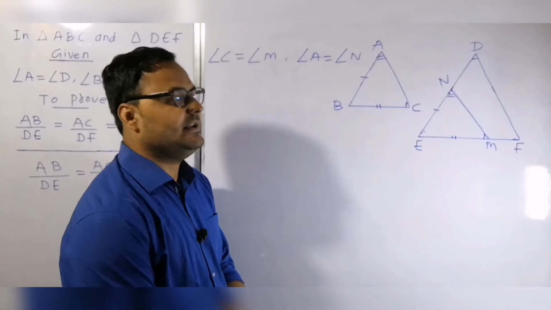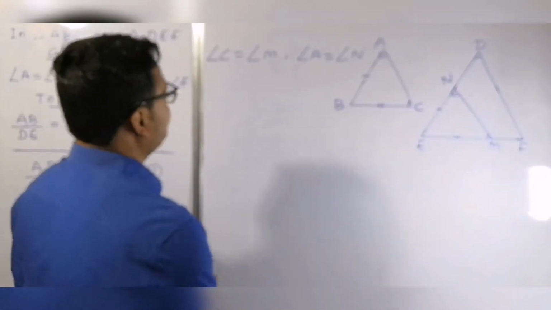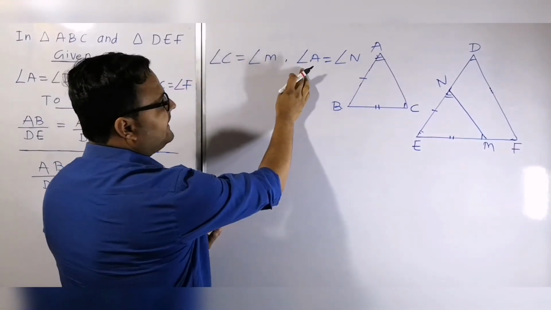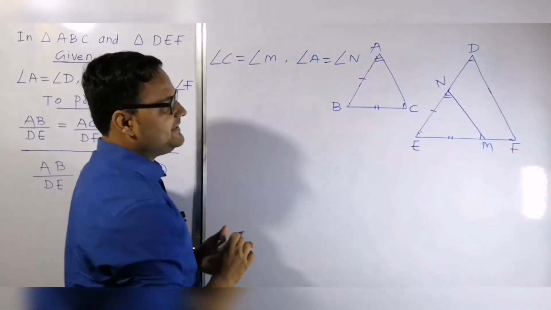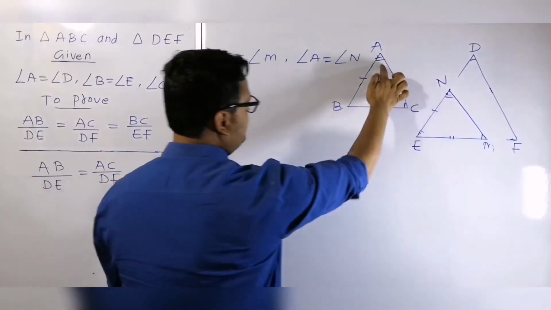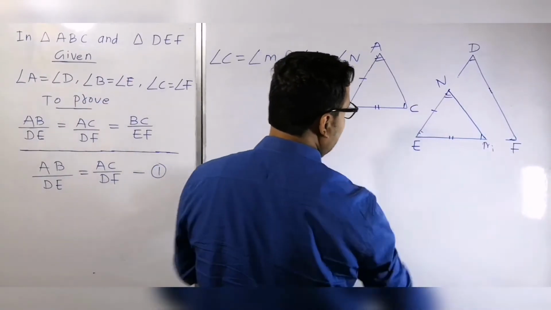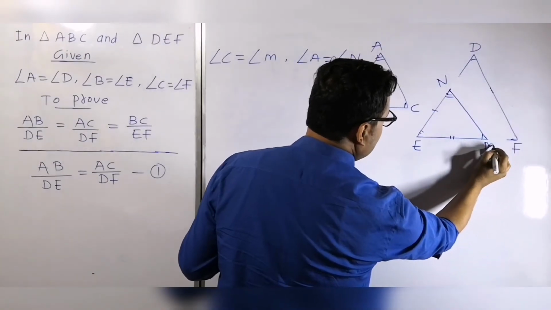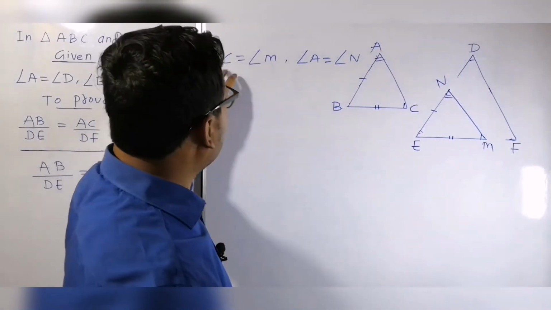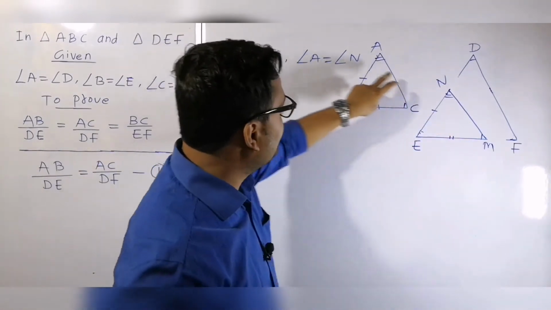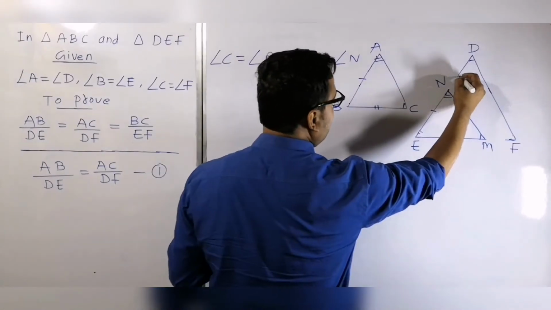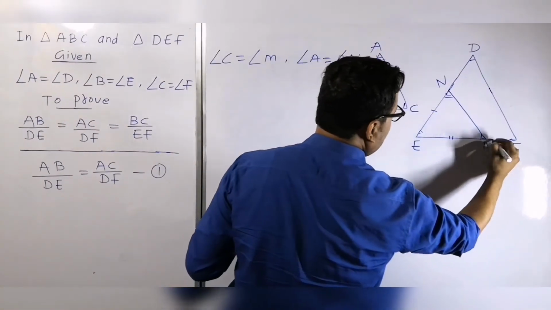So what did we get then? Angle C equal to angle M and angle A equal to angle N by CPCT. If you erase this a little, now look here, ABC and NEM. So corresponding angles, B equal to E already given, and C equal to M and A equal to N by CPCT. Looking at it this way, they look similar or congruent. Now I'm going to join this one.